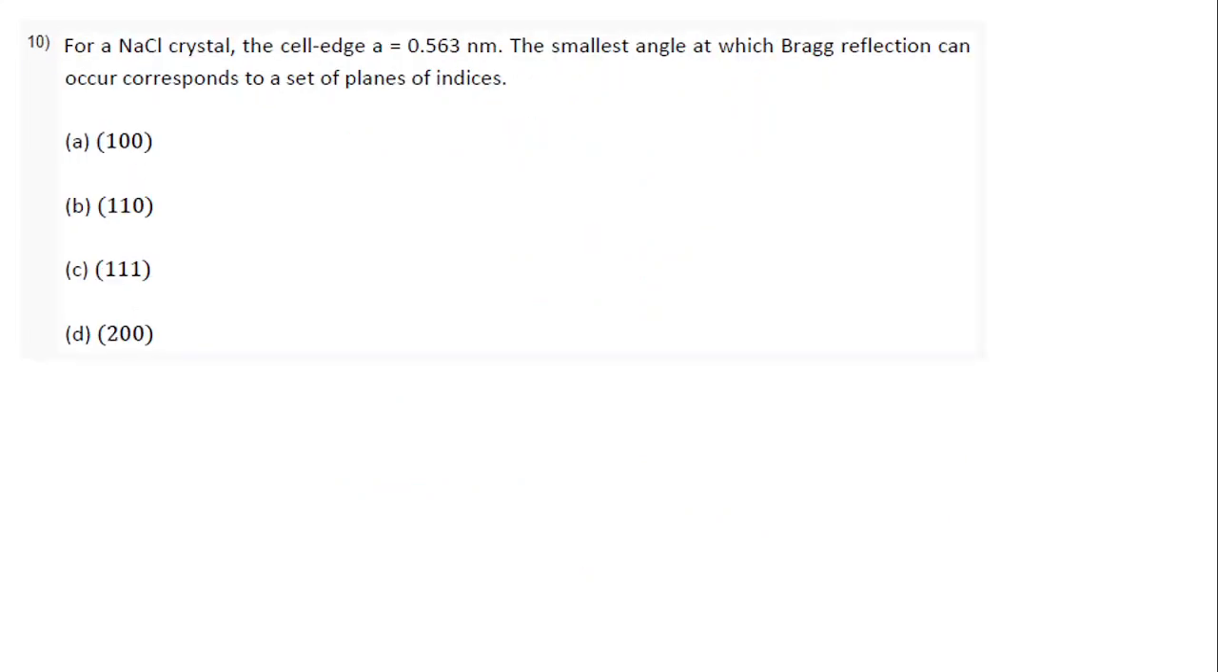One more question. For an NaCl crystal, the cell edge is 0.563 nanometer. The smallest angle at which Bragg reflection can occur corresponds to a set of planes of which index? This is the cell edge, and we know the Bragg relation is 2d sine theta is equal to n lambda.